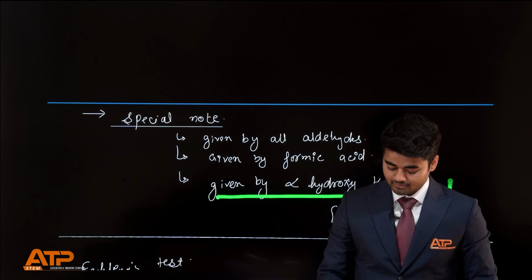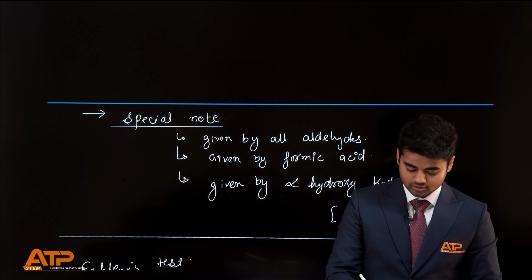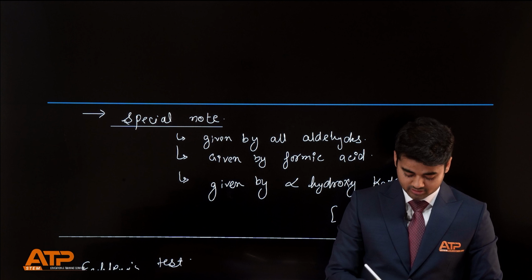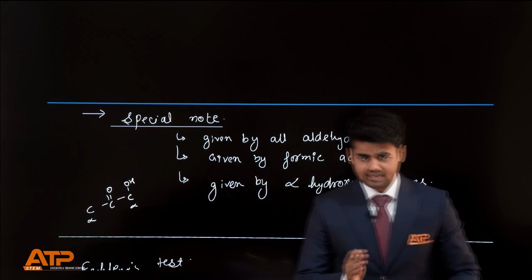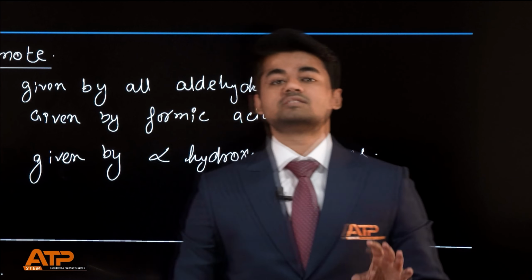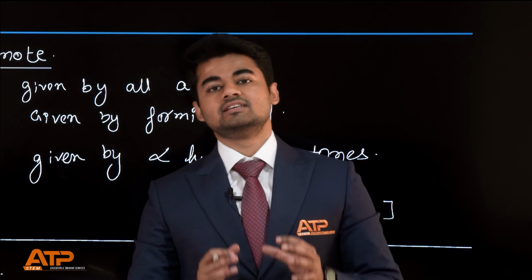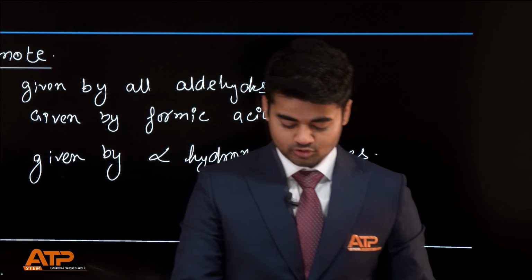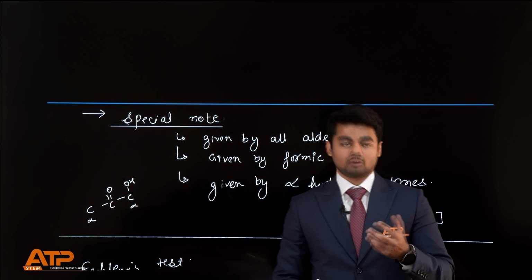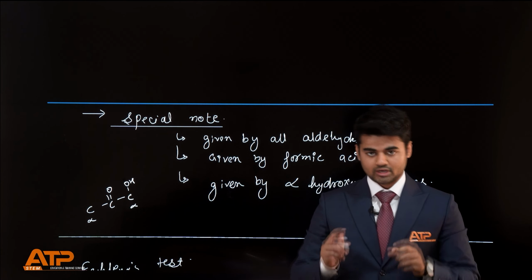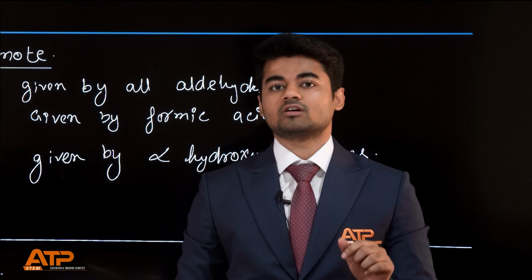It is also given by alpha hydroxy ketones. Now what is the meaning of this term alpha hydroxy ketone? If there is a ketone here, and on the alpha position, the adjacent position, if you have OH on any side, Tollens reagent oxidizes these entities as well. So you will remember this: it is given by alpha hydroxy ketones. For example, benzoin. Benzoin is the compound we got in the benzoin condensation reaction, right? So that was an alpha hydroxy ketone.